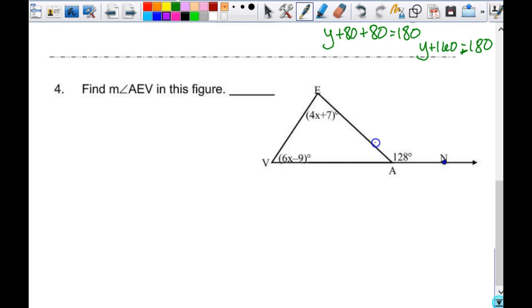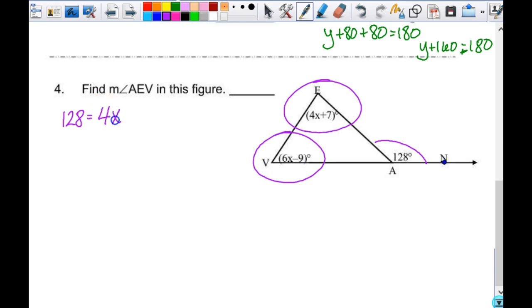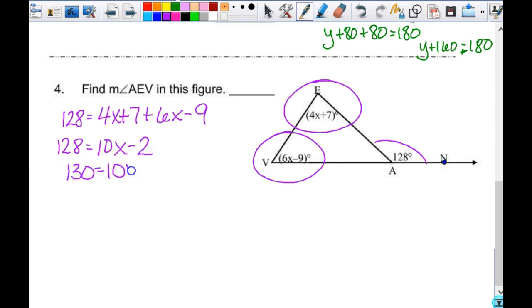But I don't need to subtract it. And sometimes this is not a number, it's an expression, so you don't want to find out what this is. The exterior angle is equal to the two remote interior angles added together, which means 128 is equal to 4x plus 7 plus 6x minus 9. This setup has nothing to do with 180. Okay? So then this gives me 128 equals 10x minus 2. So 130 equals 10x, and x equals 13.